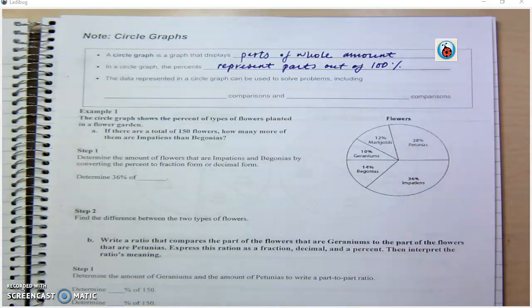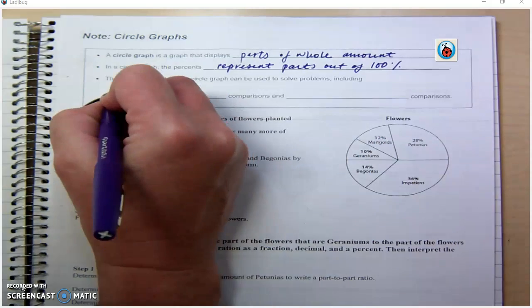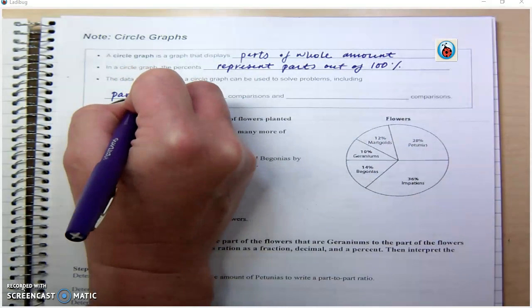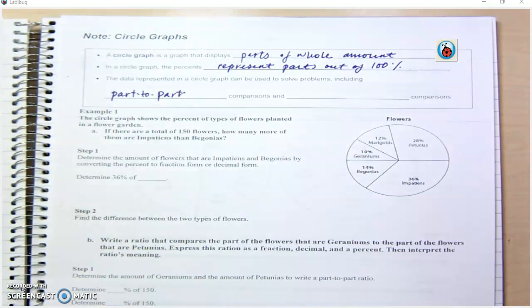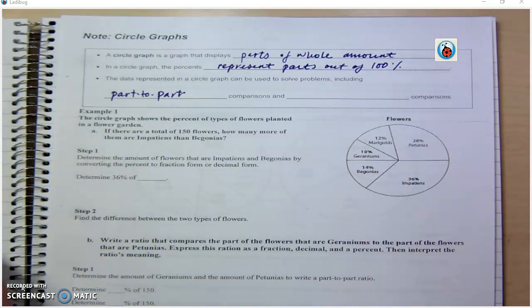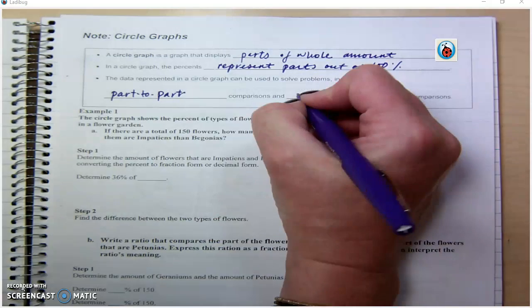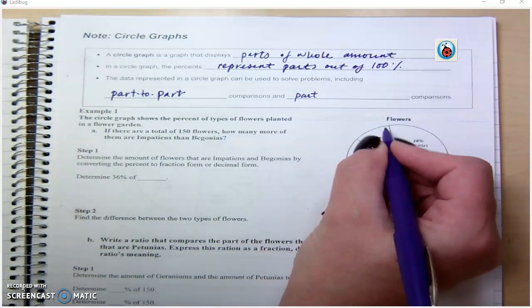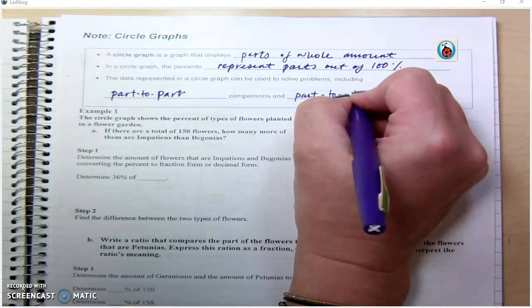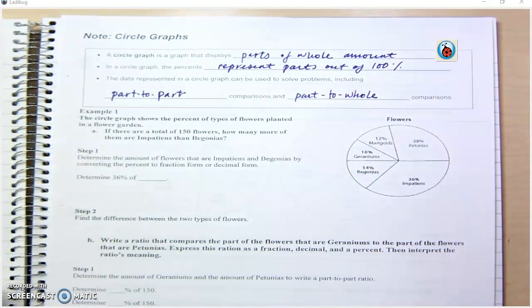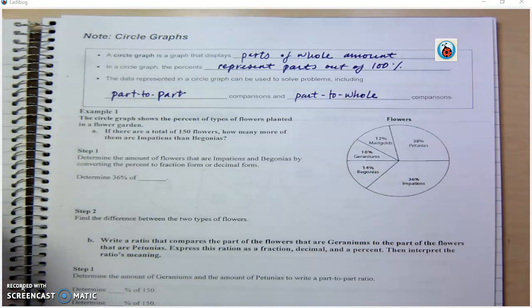The data represented in the circle graph can be used to solve problems, including part-to-part comparison. So we're going to talk about different values on our circle graph and compare one section to another, and part to whole, so a section of the graph to the whole quantity. So part-to-part comparison or part-to-whole comparison. Let's take a look at the first example.